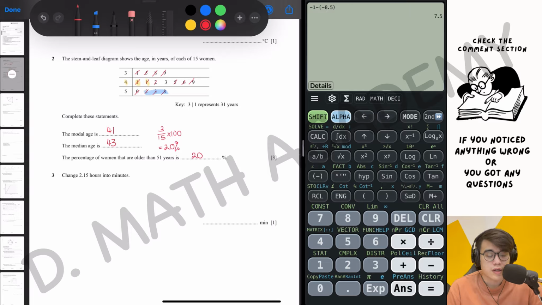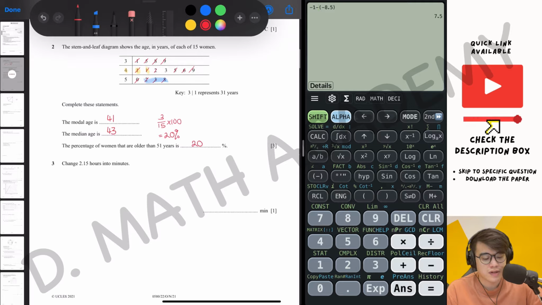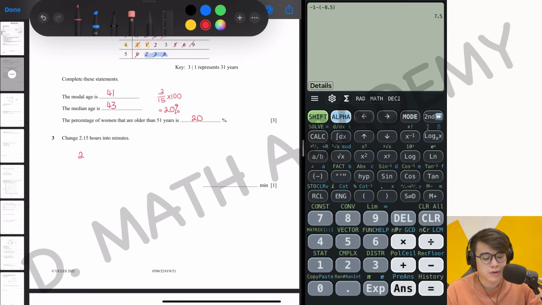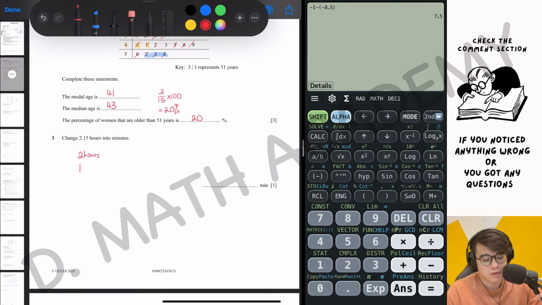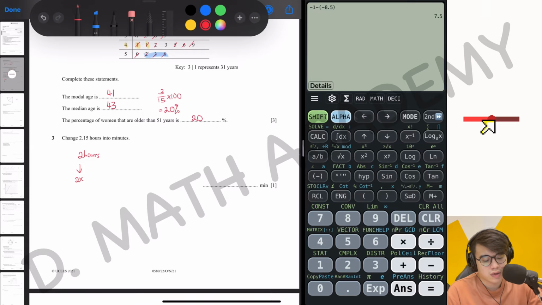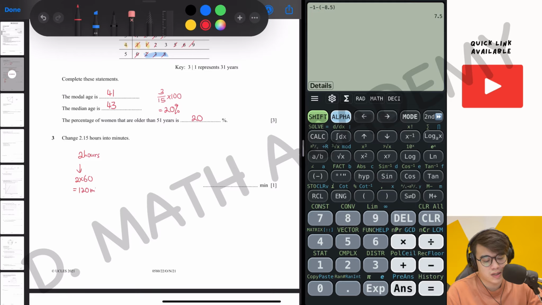In question 3, change 2.15 hours into minutes. First thing first, you need to know 2 hours is already in hours form. You don't have to convert that anymore. So this will automatically be 60 minutes each. So 2 times 60, you will get 120 minutes.